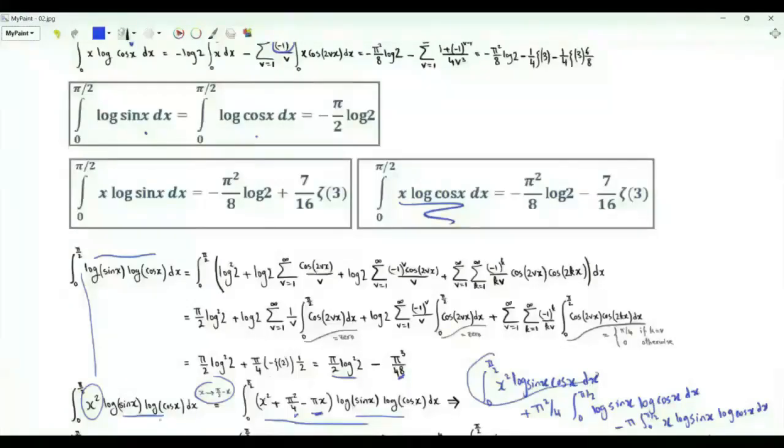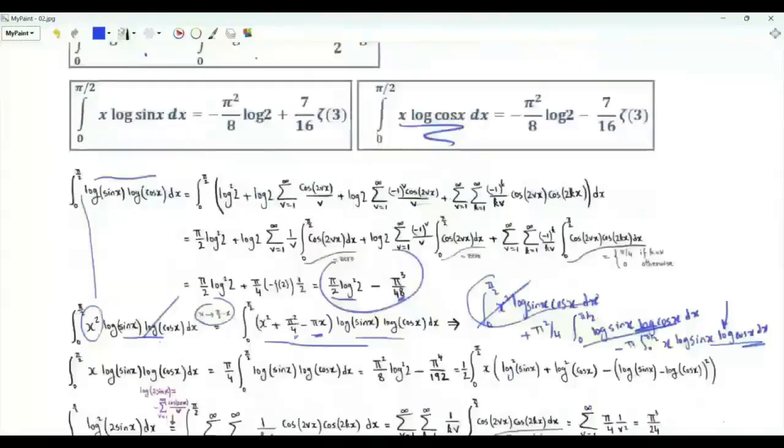This integral is exactly what we have on the left-hand side, so these two go away. This integral is equal to this value. We now have the integral x from 0 to pi over 2 of x log sine x log cosine x. It is this part times pi over 4.